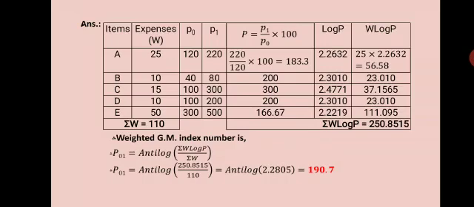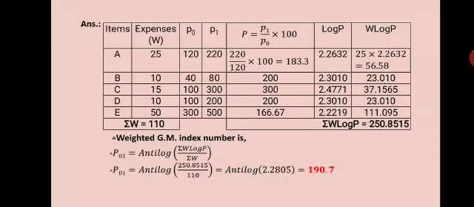Then we require the total of these W into log P. If we add 56.58, then 23.010, 37.1565, 23.010 and 111.095, we will get summation W log P as 250.8515. Also we require summation W. If we add the expenses values, we will get summation W as 110.